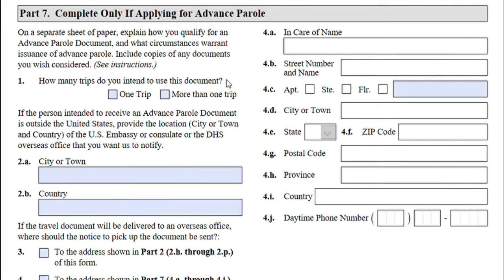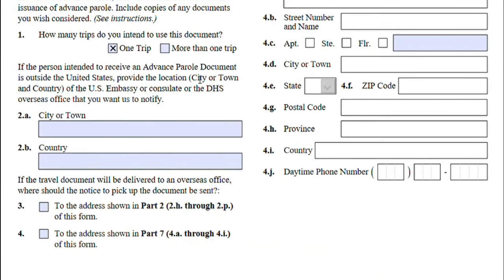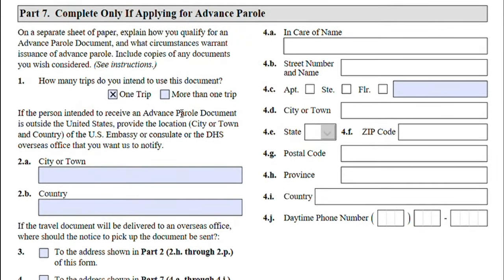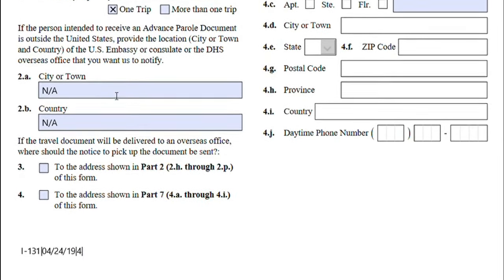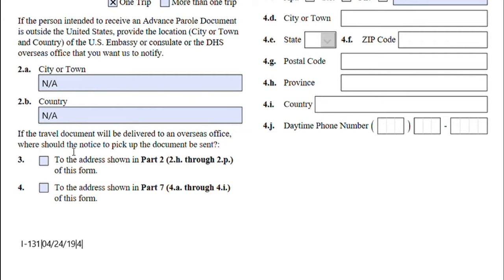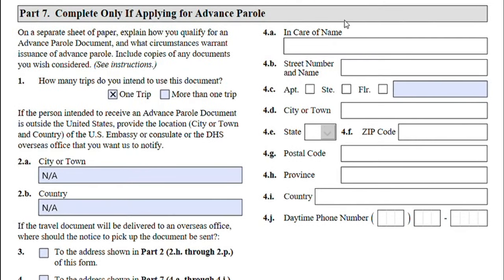How many trips do you intend to use this document for? You can select one trip or more than one trip. Most likely one trip is going to be your case. If the person intended to receive an advanced parole document is outside the United States, provide city or town of country embassy or consulate or DHS office where you want to be notified. Again, this does not apply to us. If the travel document will be delivered to an overseas office, again, it will not be. So all of this can be left blank, or you can write in not applicable in black ink pen.